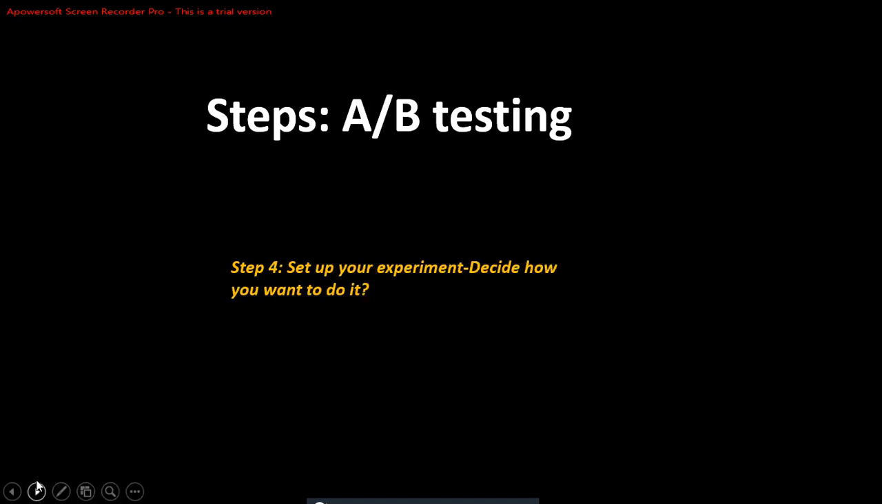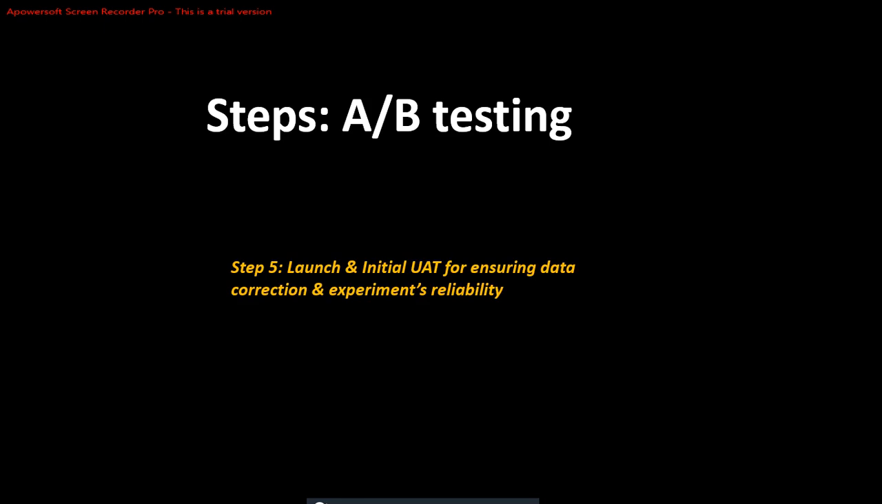Step 4. Set up your experiment, whether you want to hard code a few reviews and check in the experiment, or whether you want to do a backend integration, and on which platform you want to do your A/B testing. So you have to decide that. Step 5. Launch and do the initial UAT testing. This is very important, because if you realize after 7 days that the data is not adequately being captured, then your 7 days have been lost. So you should avoid this situation.